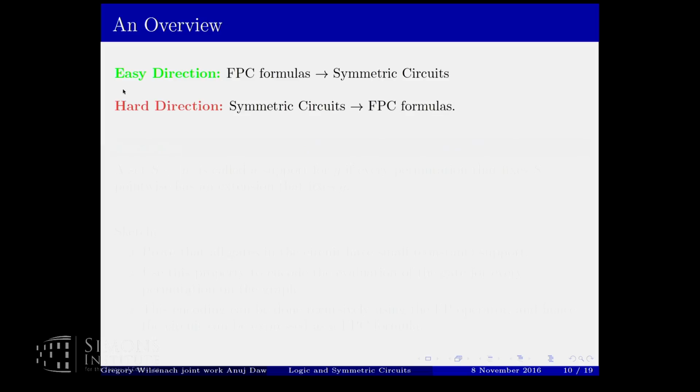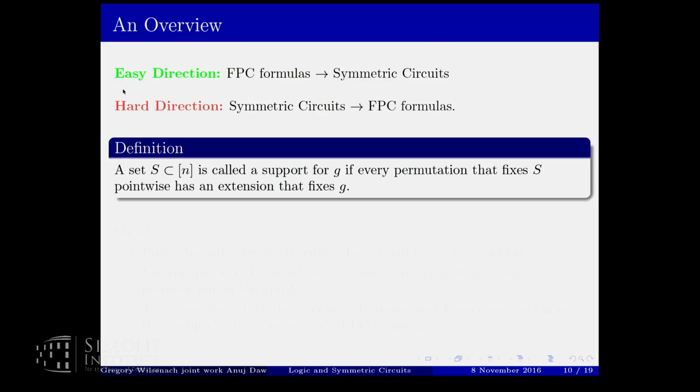The hard direction is going in reverse, taking uniform families of symmetric circuits and producing FPC formulas. In that case, the real powerful ingredient is this notion of a support and a support theorem. So a support is simply some set S over, let's say the inputs are labeled 1 to n, and we're thinking of input structures as being structures over the universe from 1 to n. And a support is just a set such that every permutation that fixes that set pointwise fixes the gate G, that is, the automorphism extended from that permutation fixes the gate G. Right?